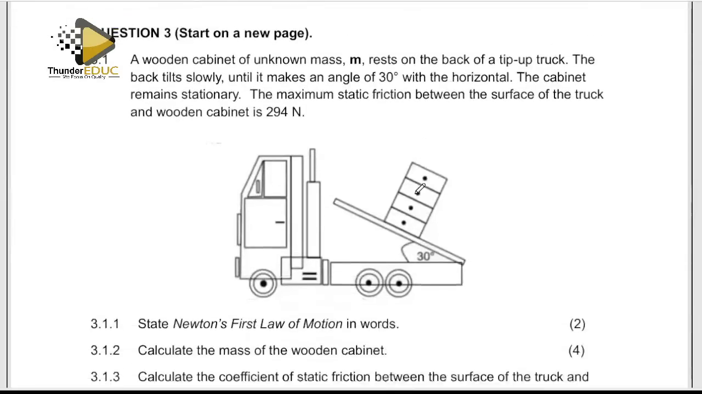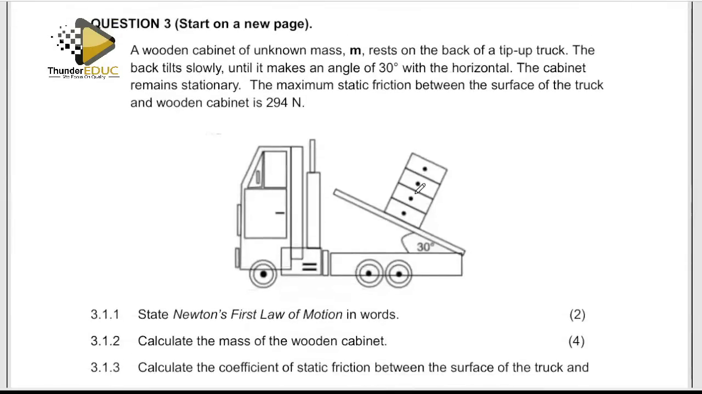Question number 3: a wooden cabinet of unknown mass M rests on the back of a tip-up truck. The back tilts slowly until it makes an angle of 30 with the horizontal. The cabinet remains stationary. The maximum static force of friction between the surface and the truck is given as that.